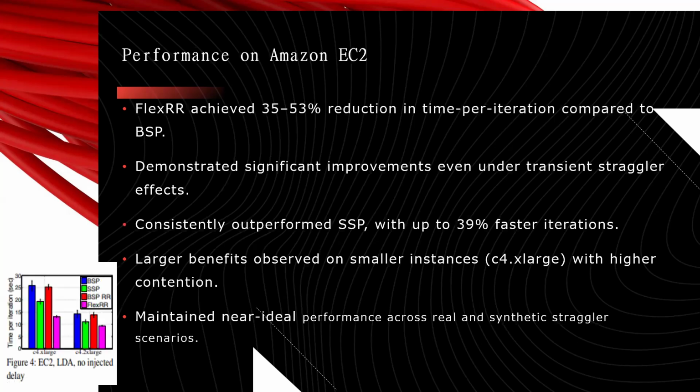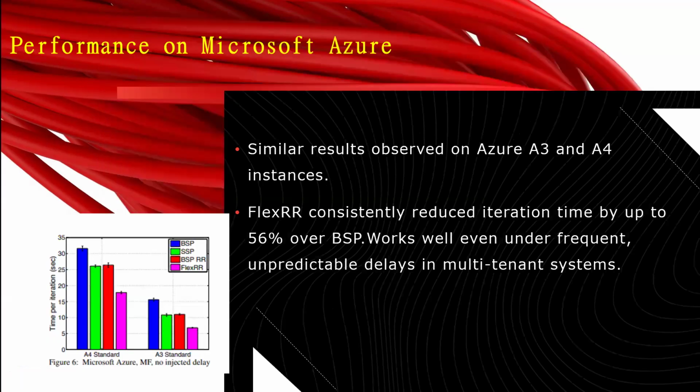Performance on Amazon EC2: FlexRR achieved a 35 to 53% reduction in time per iteration compared to BSP, demonstrating significant improvements even under transient straggler effects, and consistently outperformed SSP with up to 39% faster iterations. Large benefits were observed on small instances with higher contention, maintaining near-ideal performance across real and synthetic straggler scenarios. Similar results were observed on Azure A3 and A4 instances. FlexRR consistently reduced iteration time by up to 56% over BSP, working well even under frequent unpredicted delays in multi-tenant systems.